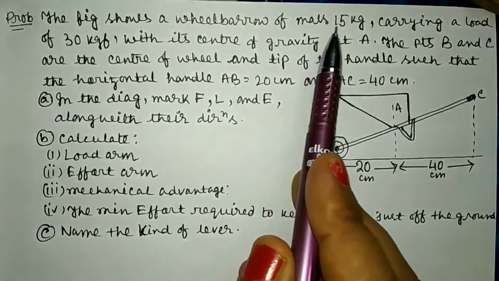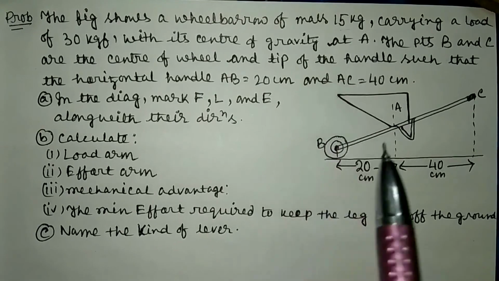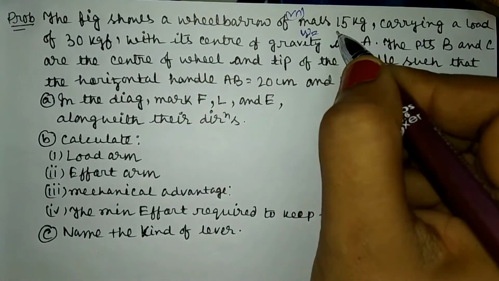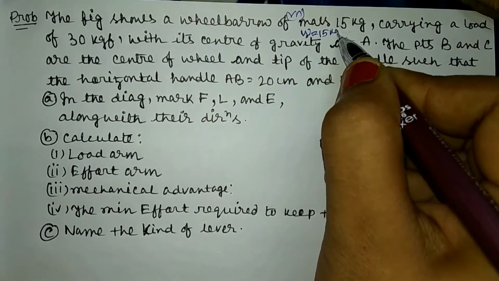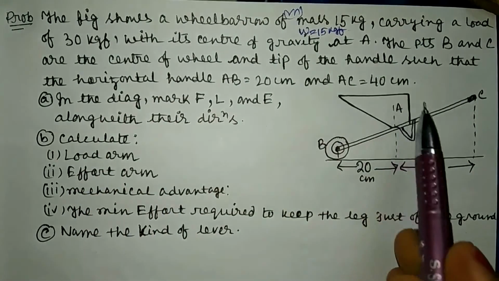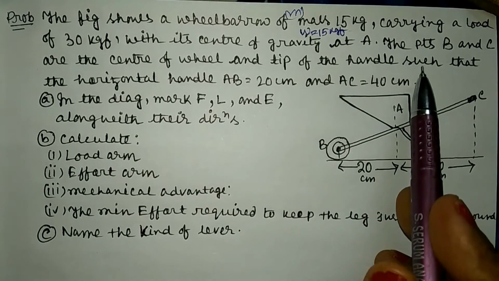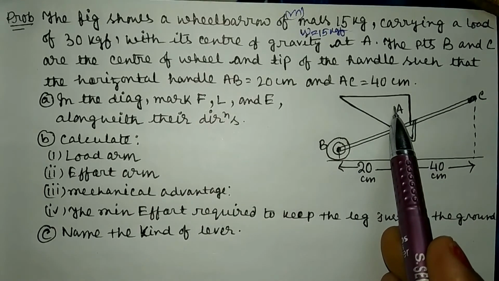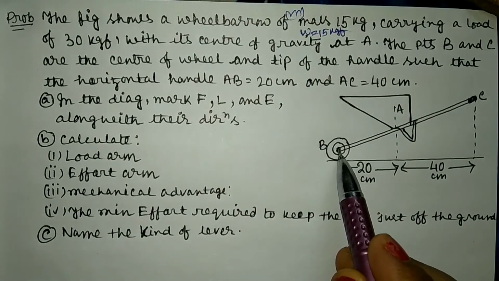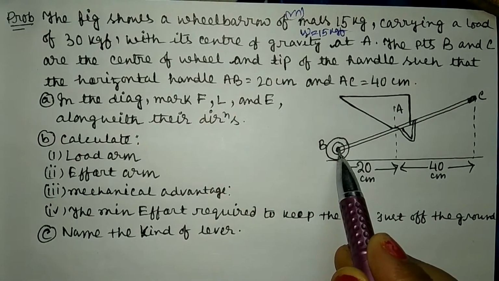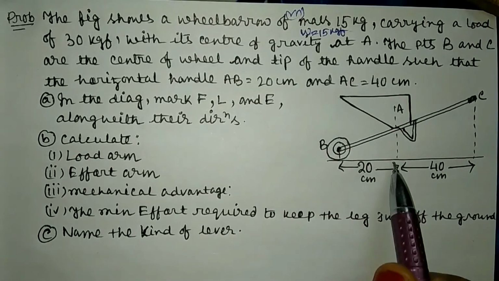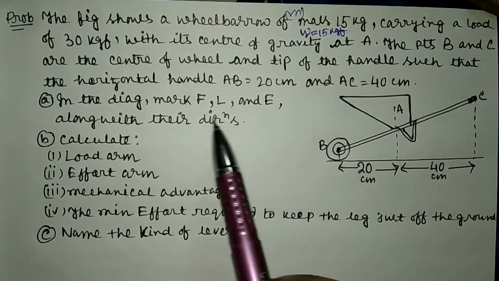So the mass of the wheelbarrow is 15 kg. So this is M. Therefore, weight W will be 15 kgf. It's carrying a load of 30 kgf with its center of gravity at A. Here is the center of gravity, so the weight of the wheelbarrow will act here. The points B and C: B is the center of the wheel, and C is the tip of the handle. So AB equals 20 cm, AC equals 40 cm.